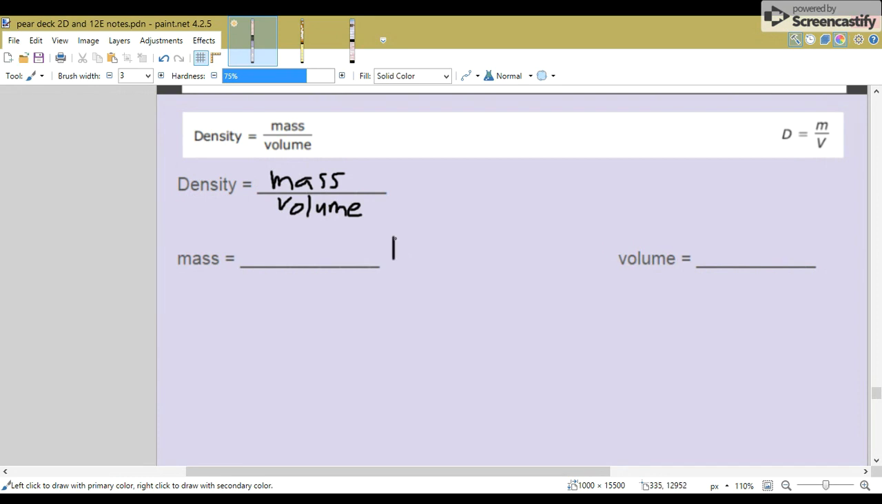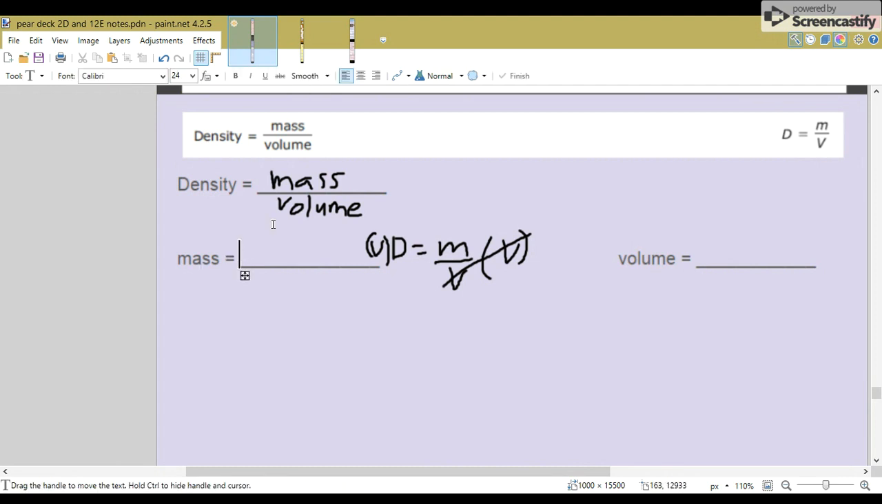So we have D equals m over v. To get the m by itself, we want to multiply each side of the equation by v. V divided by v is 1. So mass is v times d. So we could go ahead and write volume times density.